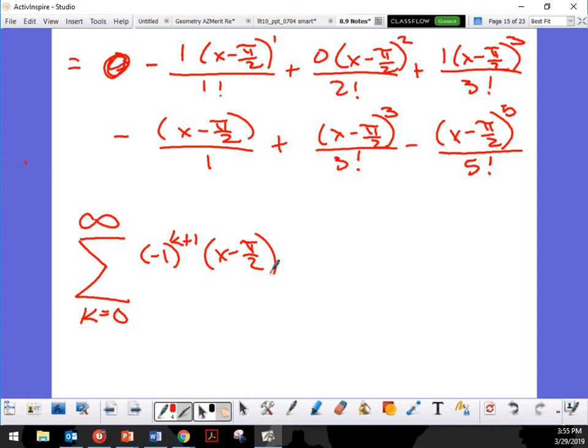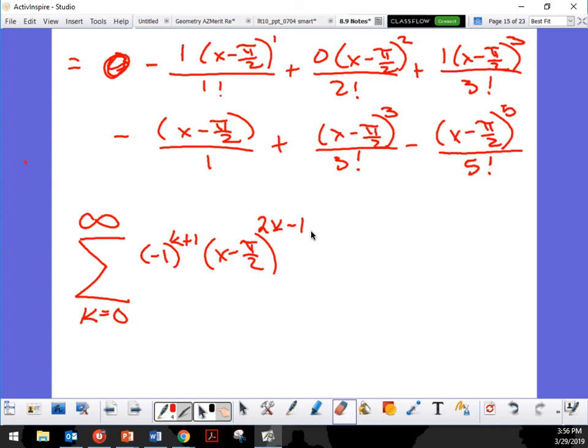Yes, it's 2k minus 1, because then it becomes 1 times 2 minus 1, which is 1. The first term is negative x minus pi half over 1. Oh, that's 0, that's right, that's k. So the first term is supposed to be k equals 0, right? Yeah. So it's going to be plus 1. Plus 1? Yeah, plus 1.